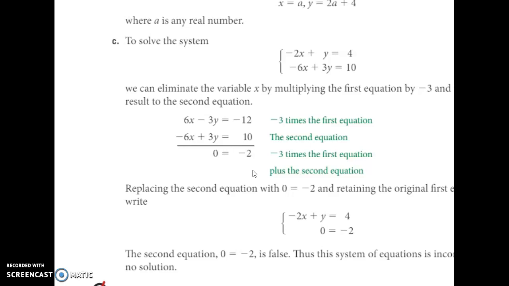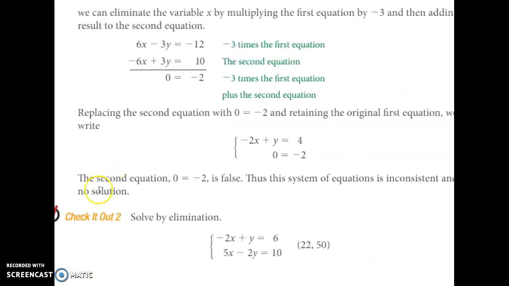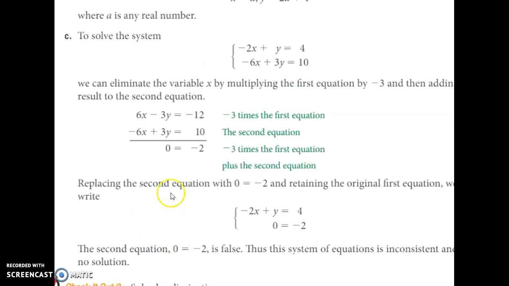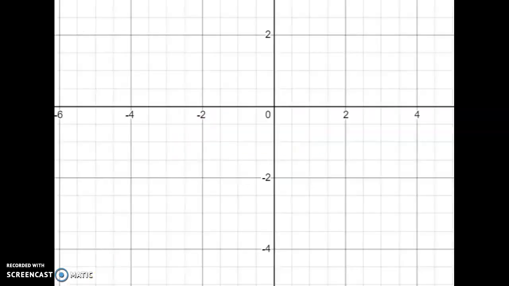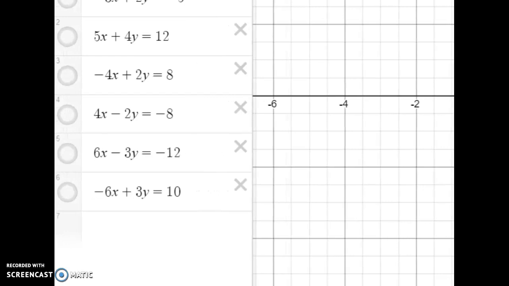So what happened here? Well, it's false, so something is wrong here. And the thing that's wrong here is that there are no solutions, which is what they're saying in this sentence down here. Second equation is false. The system of equations is inconsistent and has no solution. Let's see what happens when we graph that. So 6x minus 3y equals negative 12. Be right back. All right, so here I have the two equations.